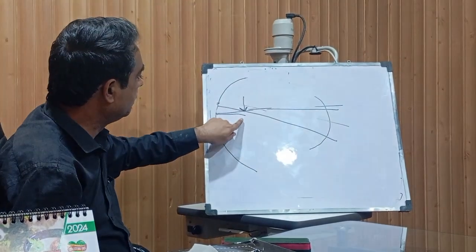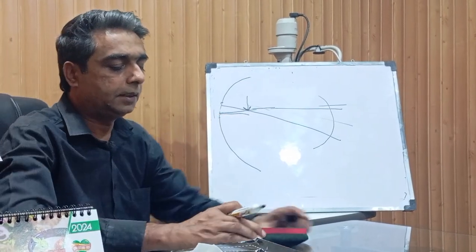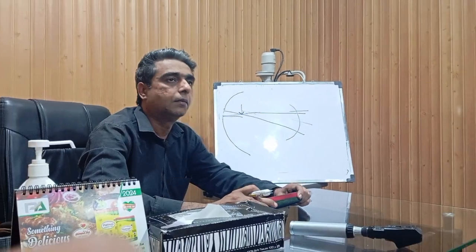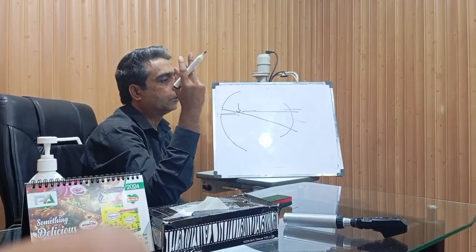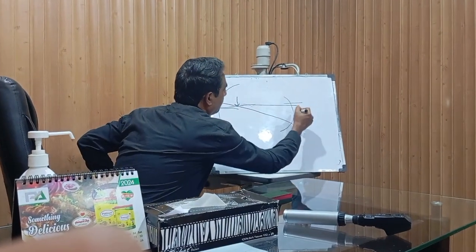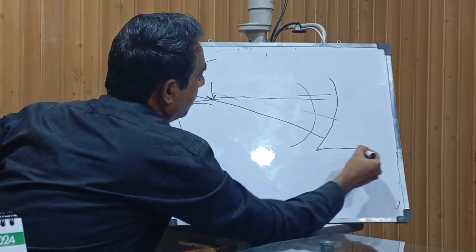As the image is formed in front of the retina, the patient will be able to see near things more clearly as compared to far. So it is also called nearsightedness. Now there are three options of treatment. One is that in front of the cornea we will place the concave lens in the form of glasses.